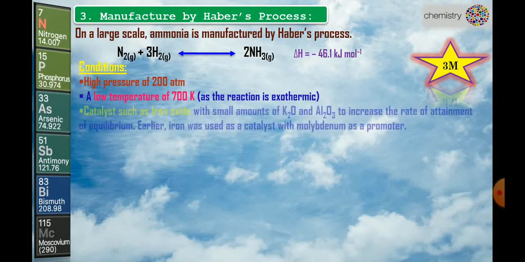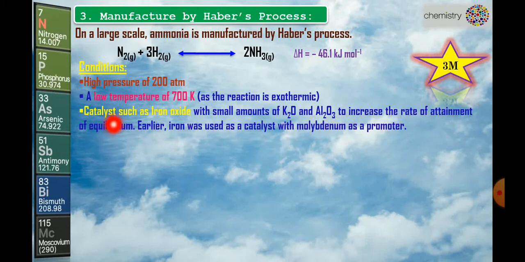Next, the rate of the reaction increases by making use of a catalyst. That catalyst is iron oxide. Iron oxide acts as a catalyst for Haber's process with a very small amount of potassium oxide and oxide of aluminium, K2O and Al2O3. These are used to increase the rate of attainment of equilibrium.